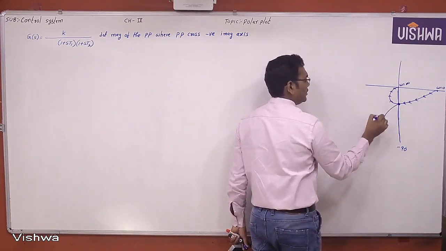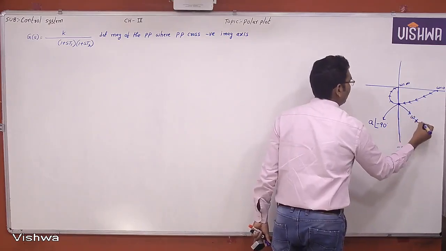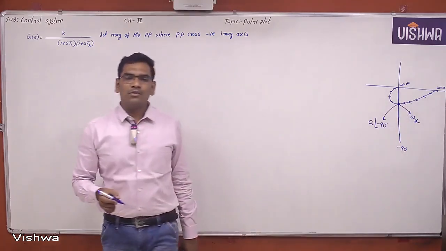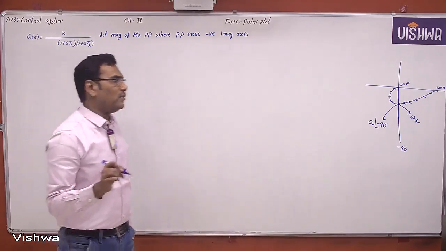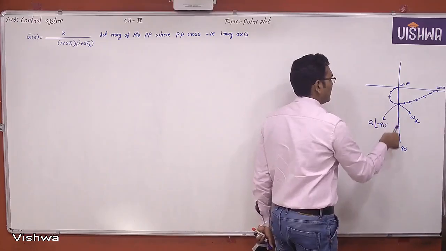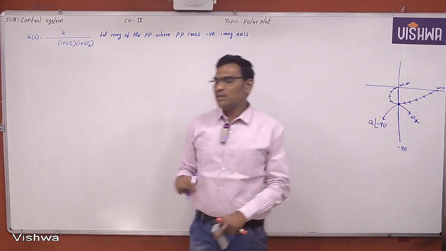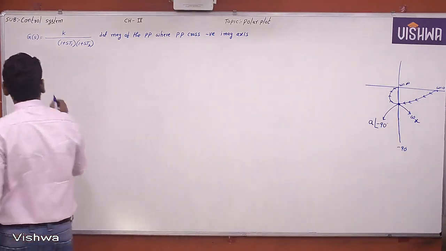Now this is the magnitude and phase angle at some particular frequency. I don't know it, so let us assume omega x. So the frequency is omega x. Magnitude I don't know, and I want to calculate that. But the angle I know exactly, which is minus 90 degrees. But what is the actual magnitude of this polar plot?